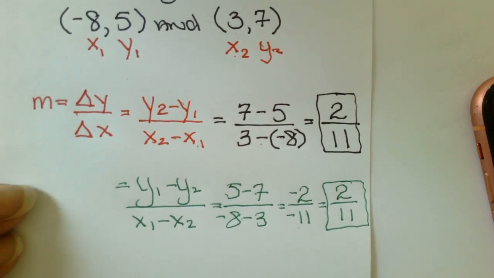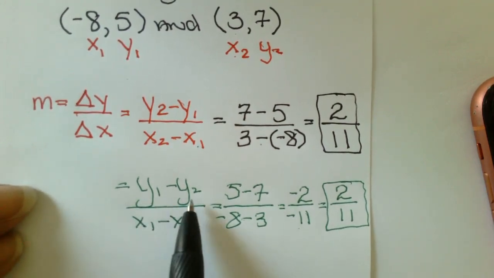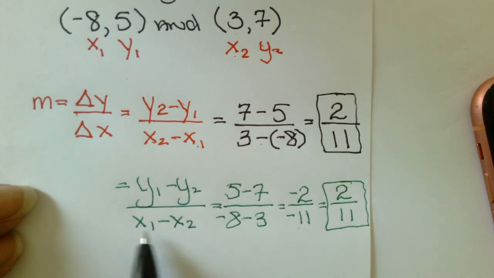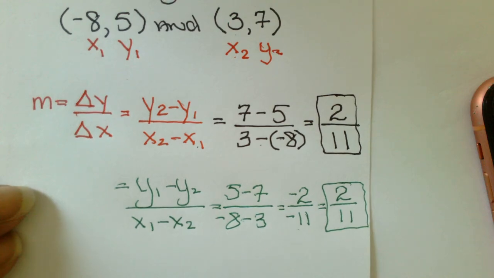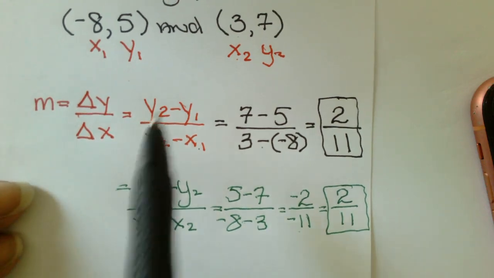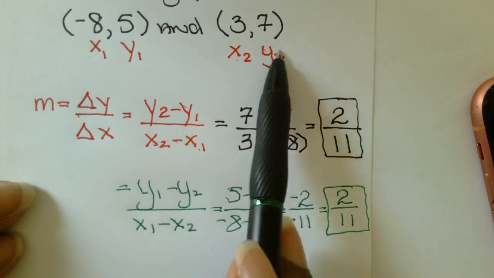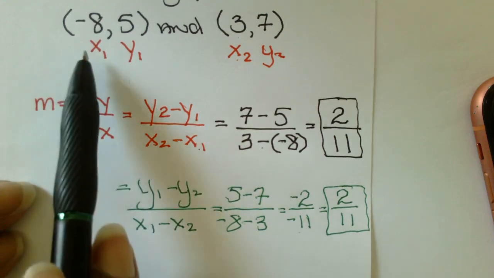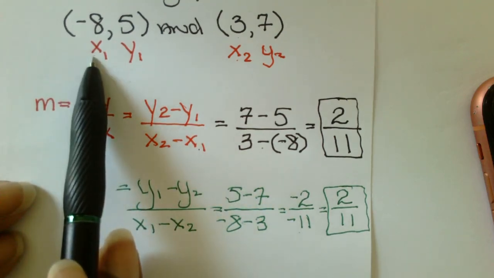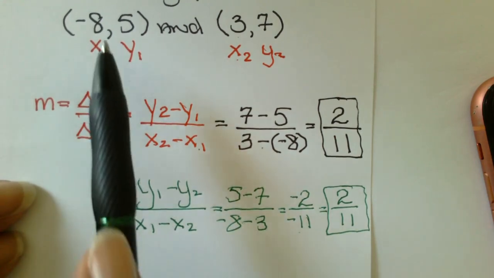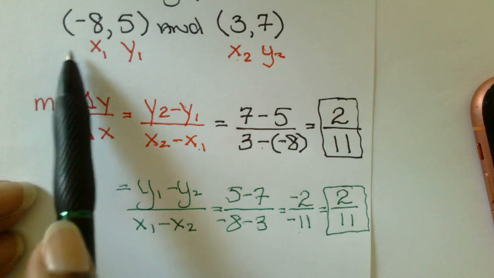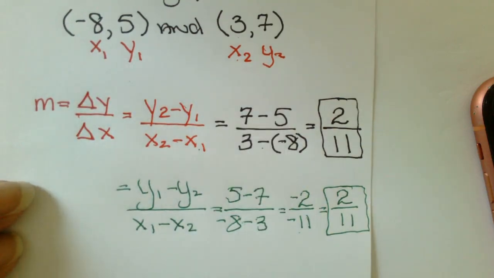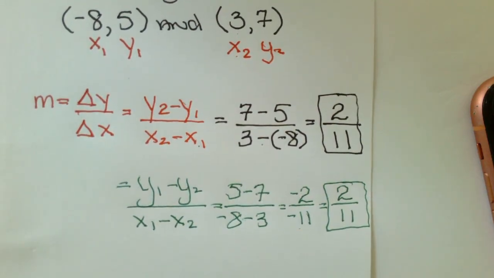But the key thing is you're taking the difference of your y's over the difference of your x's. I think a lot of people do well with doing the difference of the y's with y2 minus y1, but then they get it mixed up when it comes to the x's. So I always say, just go from left to right, left to right. All right?